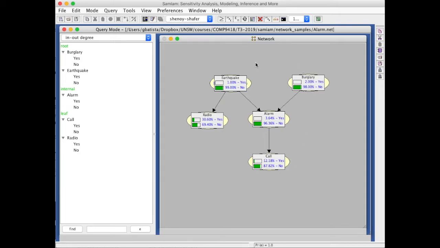And we can start observing things here to see what happens. For instance, if I click here on yes, I am saying that I observe that earthquake is yes. So we had an earthquake. If we had an earthquake, the first thing that we can see is that radio goes up to 90%. It was 30 before and now it's 90. What is going on here is that this value is specified in the conditional probability table that we had in this node.